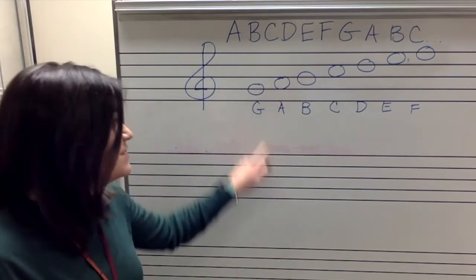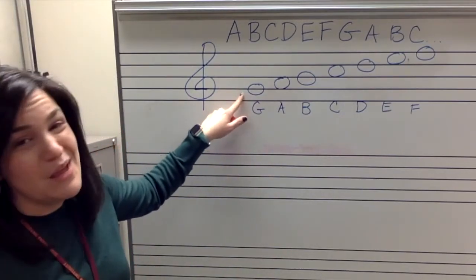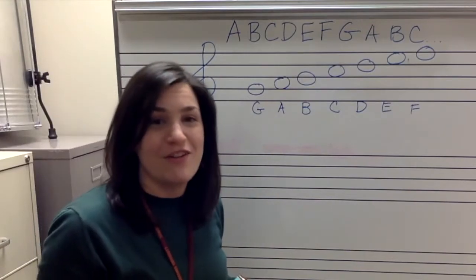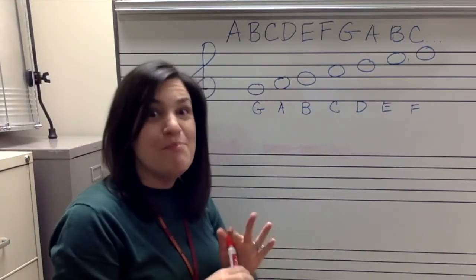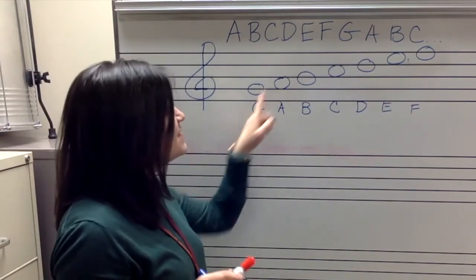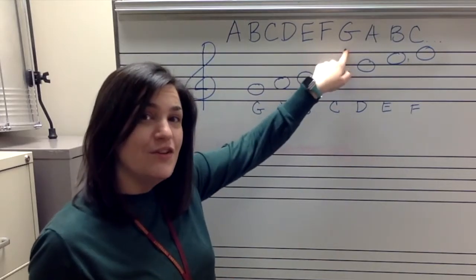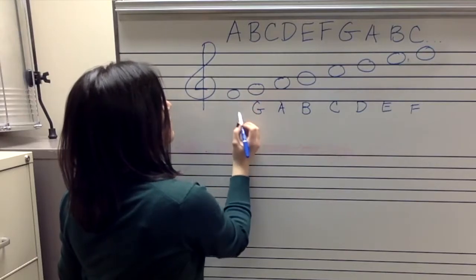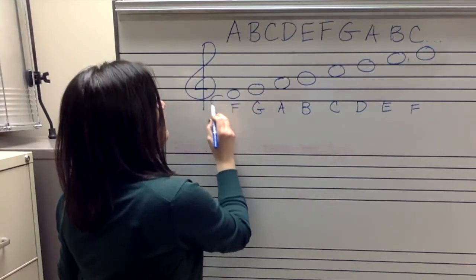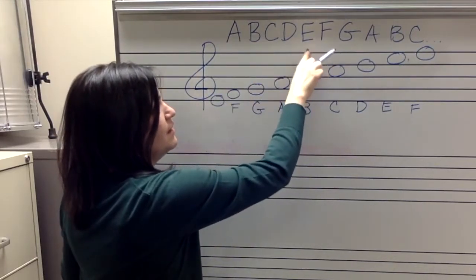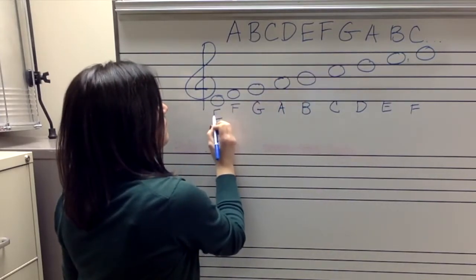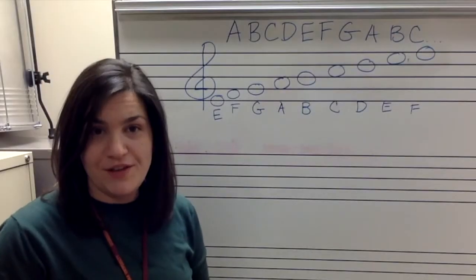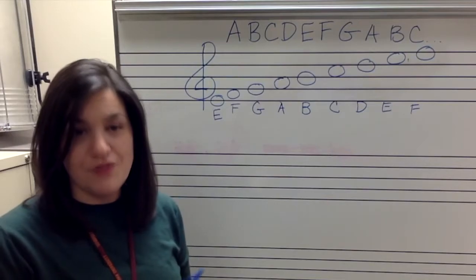Let's figure out what notes we need before here, because we've got an empty space and an empty line we haven't figured out. So we just need to look backwards through our alphabet now. We know this note is G. The note that comes before G is F. So this space right here would be F. And that leaves this bottom line, which would be an E. Now we figured out all the notes on our treble clef staff.